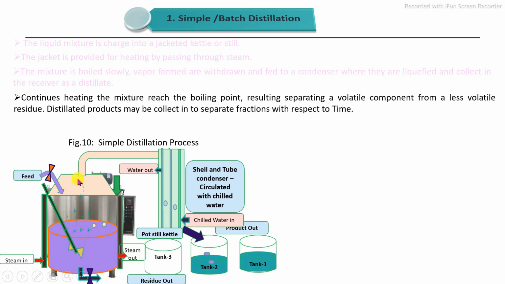With respect to the time of the distillation process, the product we get initially is more concentrated, and then its concentration is reduced with time. As per our requirement, we can collect the distillate in fractions, that means first fraction, second fraction, and third fraction into separate tanks. After the completion of the process, discharge the remaining residue, and then wash the kettle again and the second batch is operated.